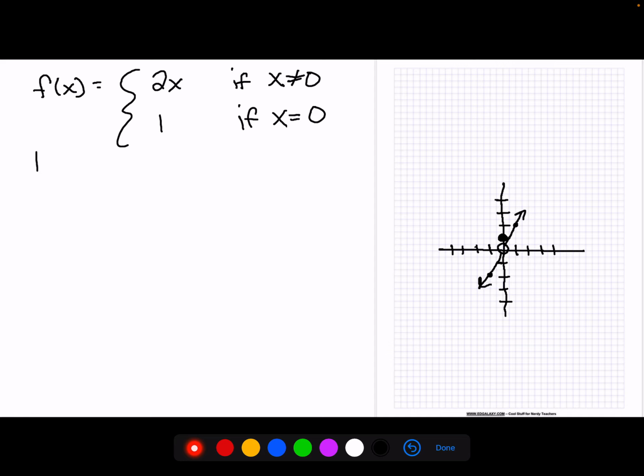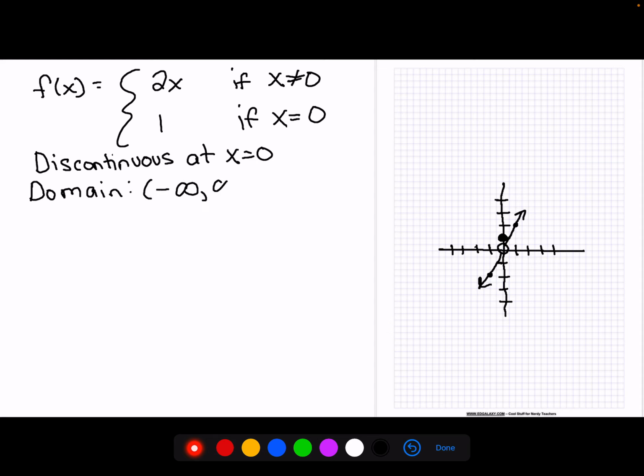So this is a discontinuous graph at x equals 0. Because if you were tracing the graph, you'd have to pick up your pencil there and hop to that lone point, and then hop back down and keep tracing. So that's the situation there. But the domain is still negative infinity to infinity, like the previous example, because even though it's discontinuous at x equals 0, it still has x values defined there.